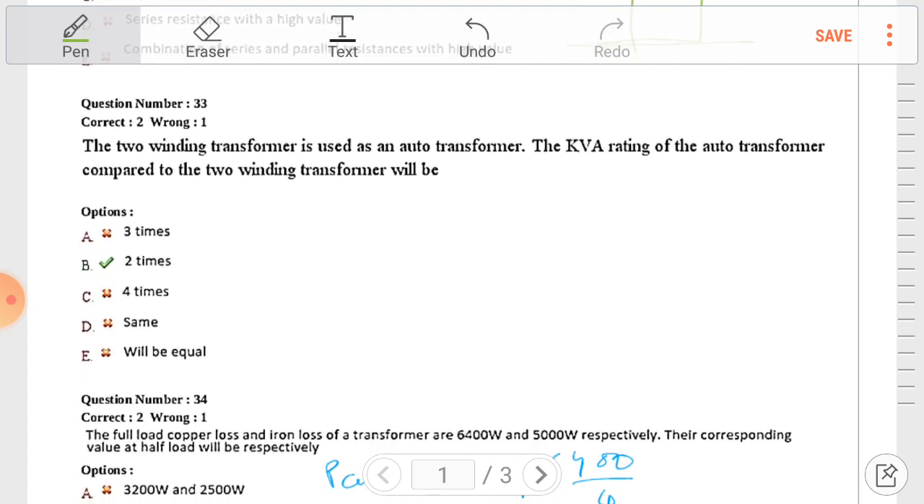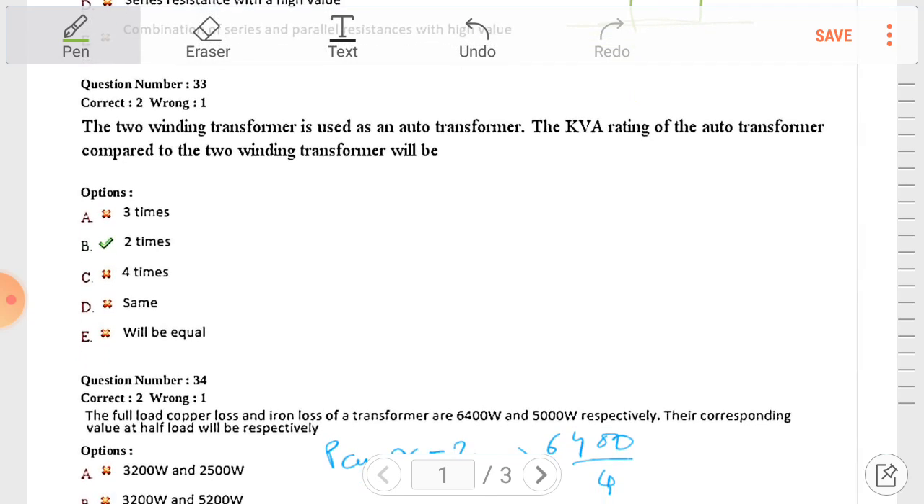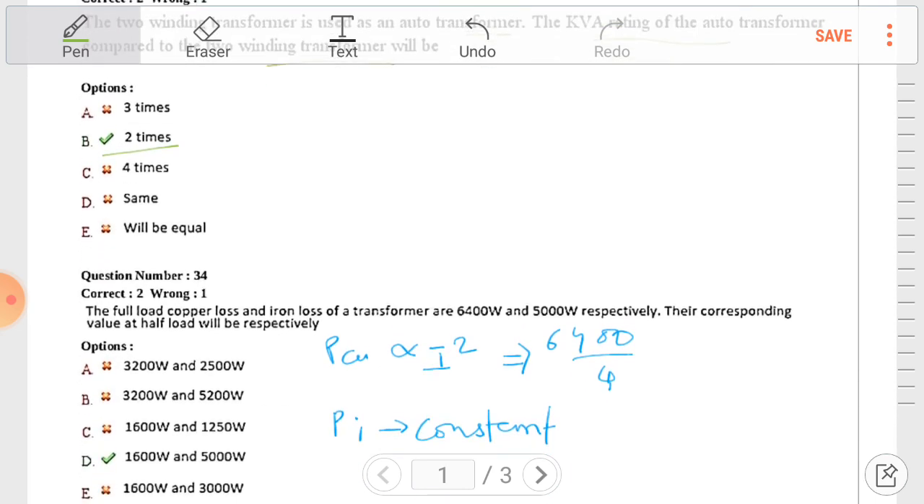In the next question, a two winding transformer is used as an auto transformer. The kVA rating of the auto transformer compared to the two winding transformer will be 2 times. Answer is 2 times.